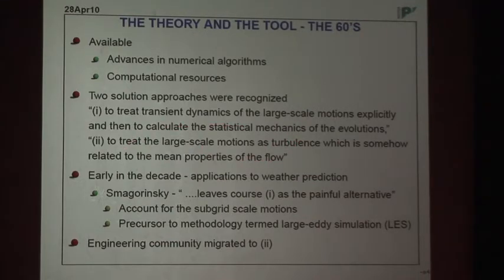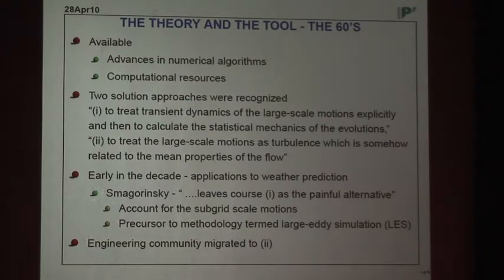the flow. And he came to the conclusion, because of the problem he had to solve, he said, well, looks like this leaves course one as the painful alternative, because he didn't think he knew enough to go to that approach. That is, he didn't think he knew enough to do the modeling of the large-scale turbulence and relate it to the properties of the mean flow. So that was the basis for them migrating to course one, and, as we later found, the prelude to the development of the Smagorinsky model. So he thought, well, okay, we're going to account for the subscale motions, and, as I said, a prelude to the large eddy simulation.